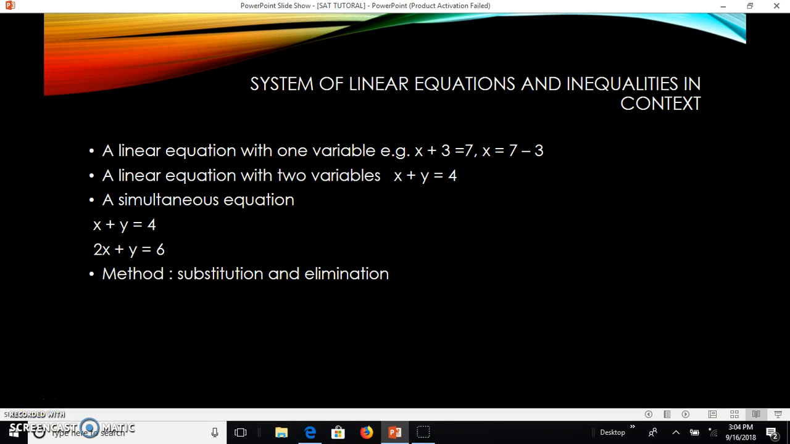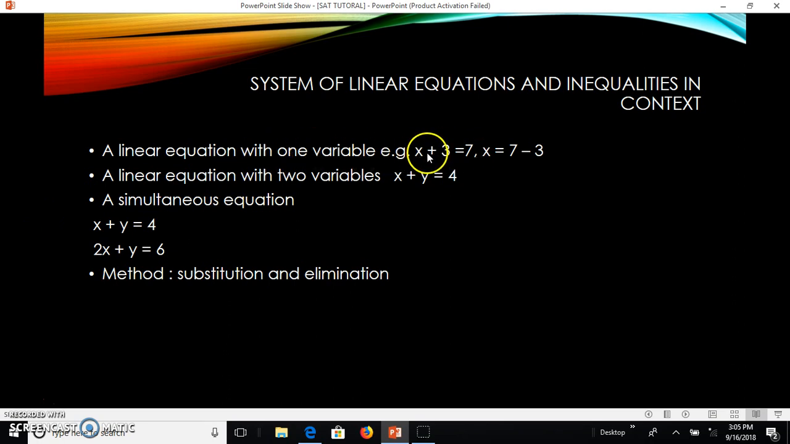Yeah, hello everybody. I'll be talking about systems of linear equations and inequalities in context. In today's video, I'm sure you are familiar with equations of one variable, equations of two variables, and simultaneous equations. Now, a linear equation with one variable is like this: x plus 3 equals 7.